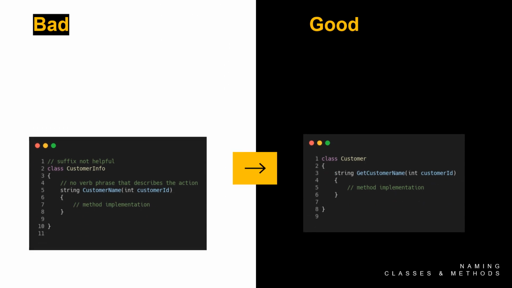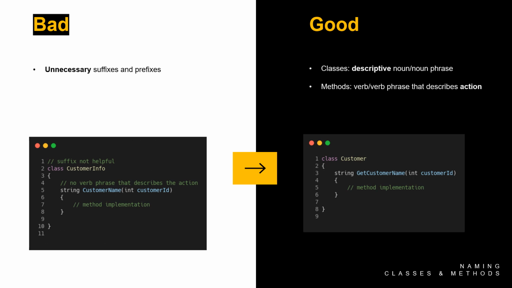There are two guidelines that can be helpful when choosing good names for classes and methods in C#. A class name should be a noun or noun phrase that describes the concept or object that the class represents. A method name should be a verb or verb phrase that describes the action that the method performs.